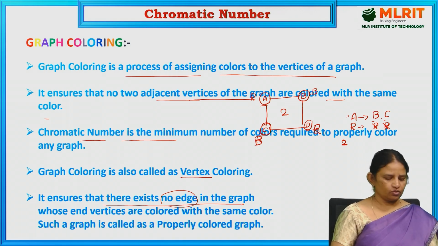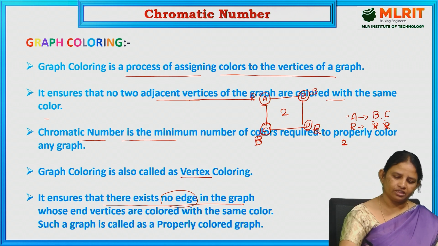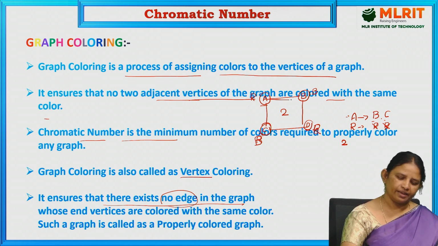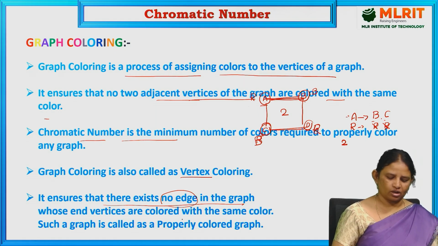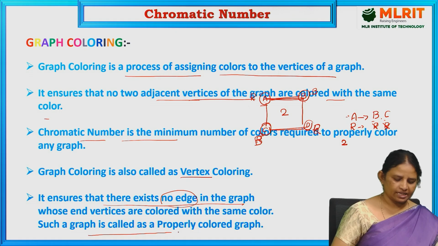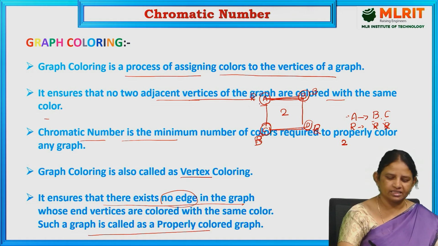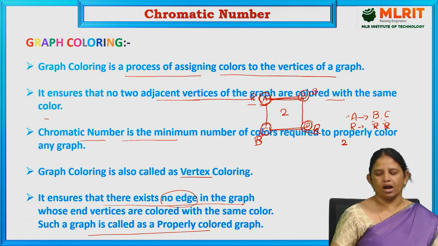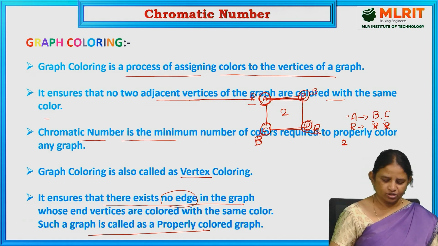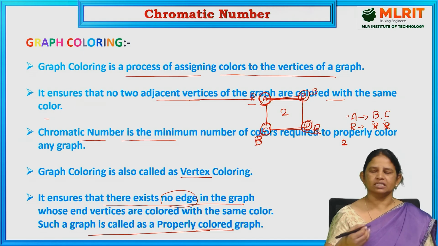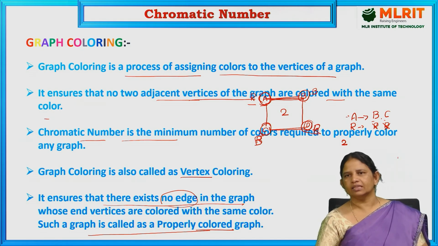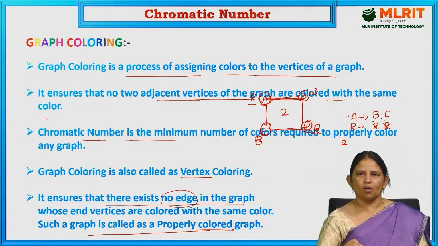In the case where end vertices are colored with the same color, such a graph is called properly colored. This is A, B. These are the end vertices. A is an end vertex, D is an end vertex. If D and A have the same color, then it is called a properly colored graph. If the end vertices consist of the same color, then we can say that it is a properly colored graph.